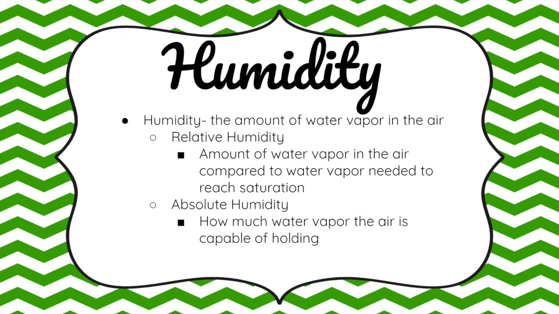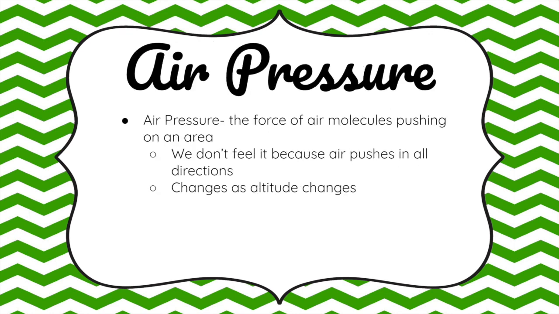There's relative humidity and there's absolute humidity. Relative humidity is the amount of water vapor in the air compared to the water vapor needed to reach saturation. So it's basically like how much is in there versus the sum total, and that is your relative humidity. Then you have your absolute humidity, which is how much water vapor the air is capable of holding together. Your absolute highest amount of humidity it can hold. That's your absolute humidity. Whereas your relative humidity is the amount of water vapor in the air compared to how much it needs to reach saturation.